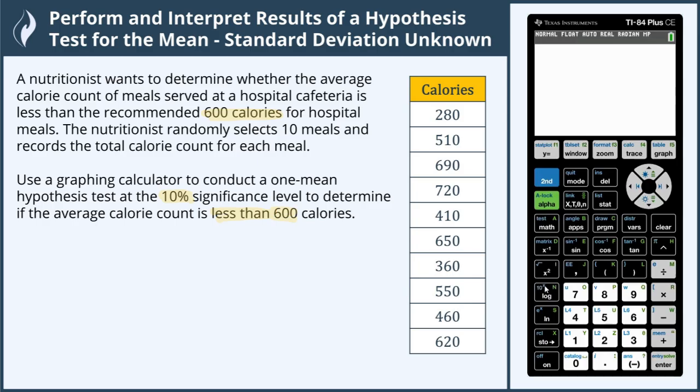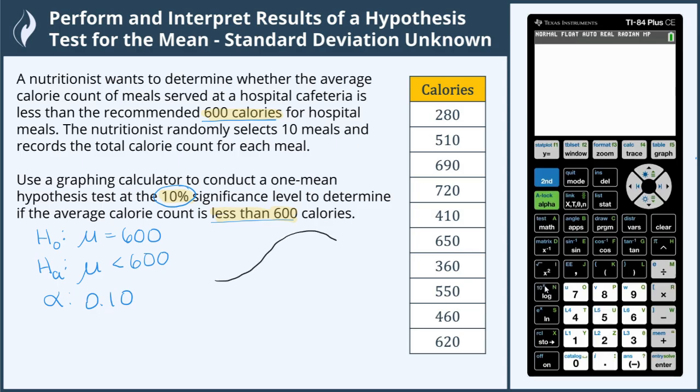All of this information given to us in the problem helps us to identify the hypotheses. So let's go ahead and identify the null and the alternative hypotheses. The null is that the average does equal 600 calories. And the nutritionist has an alternative claim that the average count is less than 600 calories. So mu is less than 600. We were also told that the significance level is 10%, so our alpha is 0.10.